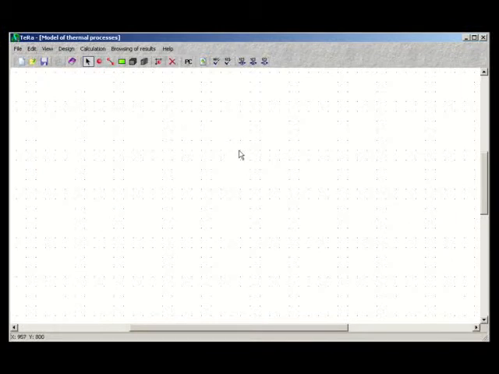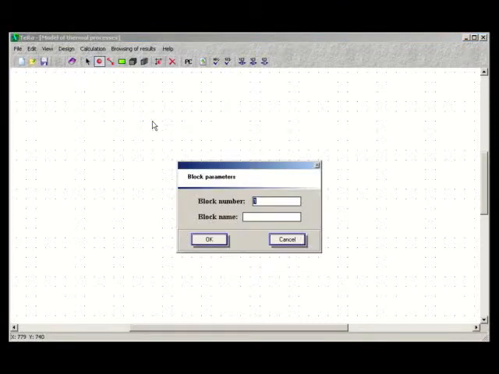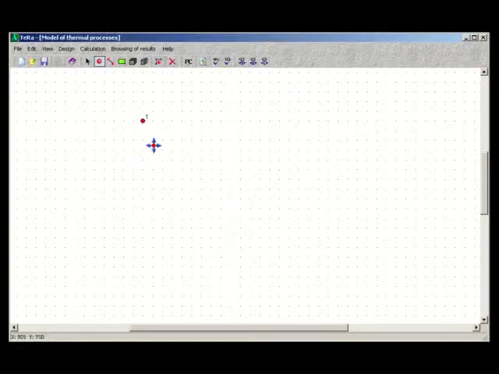We choose a block. We name the block, for example, board. Numbering is through and it is carried out automatically. We choose the second block and name it transistor.